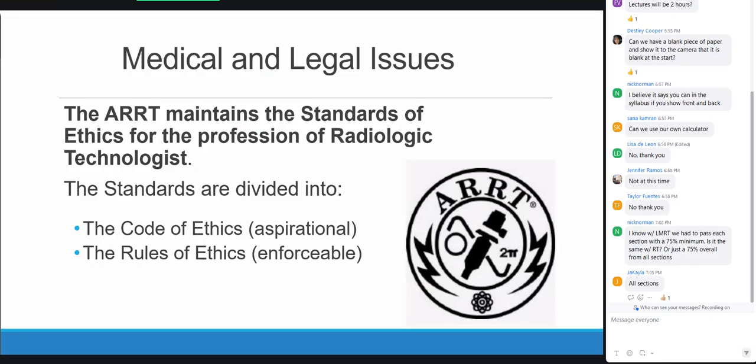So, before you definitely sit for your registry, make sure you run through these again. I tell this to all my students. We do this in the intro class I just finished this summer with my program, and I emphasize to them going through the standards of ethics and the standards from the ASRT.